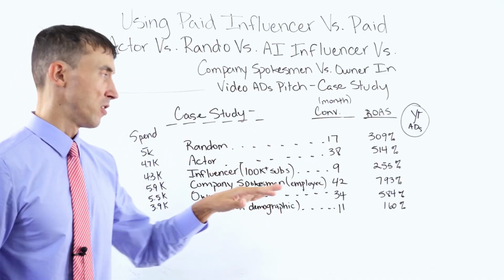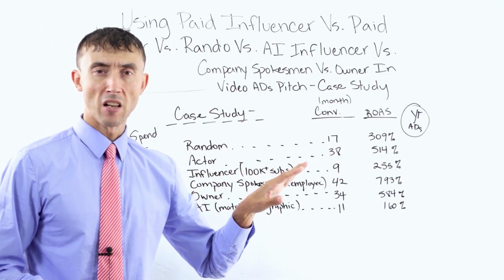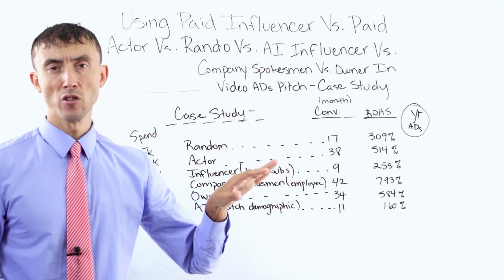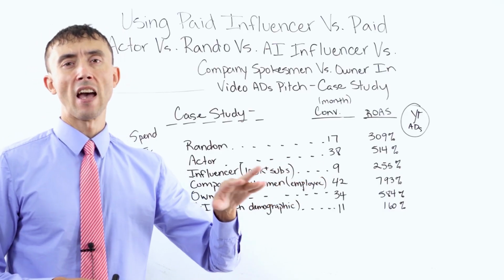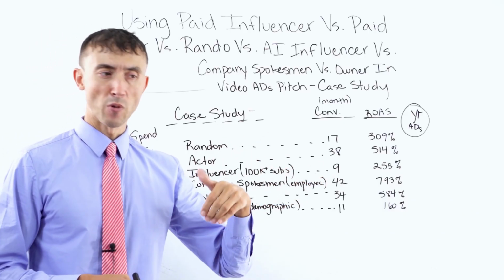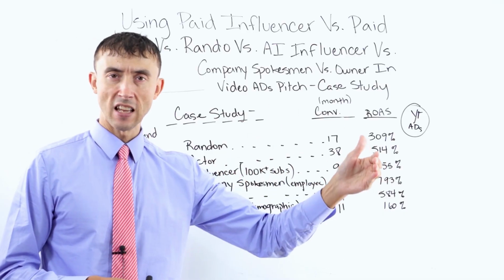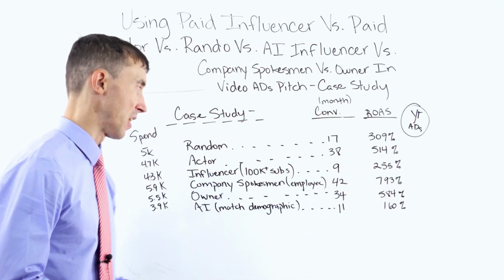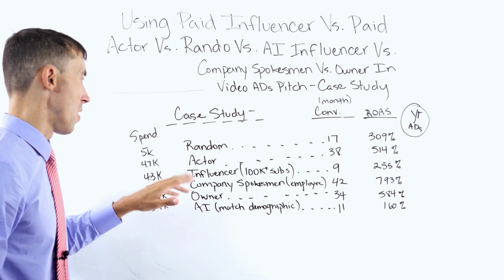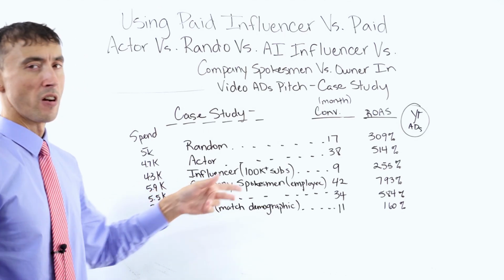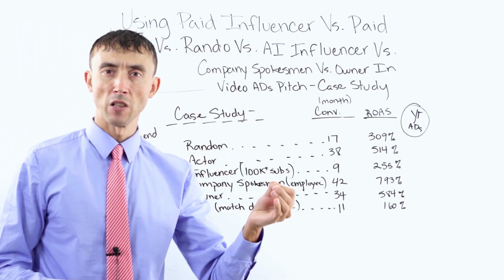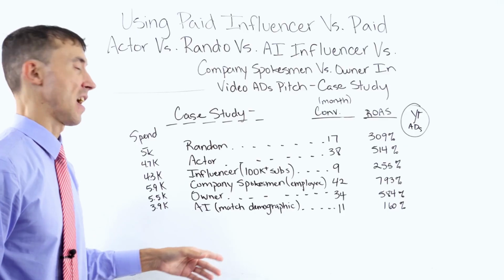Influencer, we're in the thousands here. Typically, to get somebody with a couple hundred thousand subscribers to do an ad read like that, you're looking at $3,000 to $5,000 for that. For a simple 30 to 60 second ad read to get their attention and everything else there. We paid right around $3,000 for that. Of which the company spokesman and the owner, if you don't count their own time, the hourly rate, it's free. And then the AI, same thing.